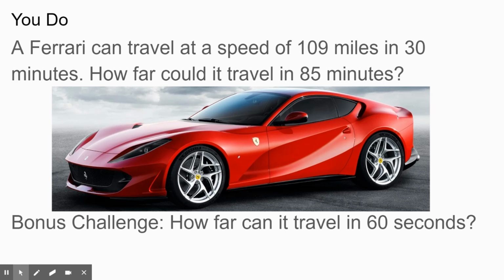As a bonus challenge, if you want to try it, see if you can figure out how far it could travel in 60 seconds. Notice that that means that you need to somehow change your 30 minutes to 60 seconds. Something to think about. Pause the video. Give this a try.